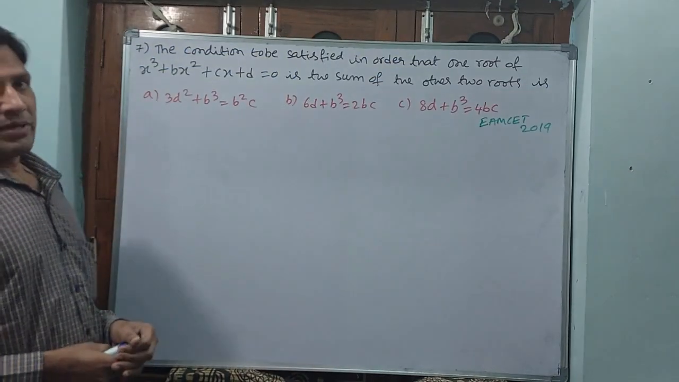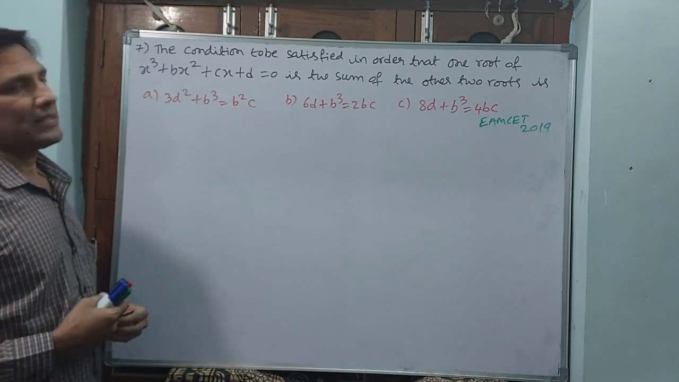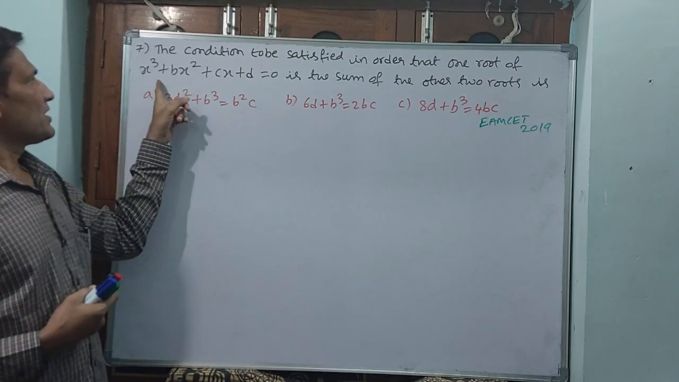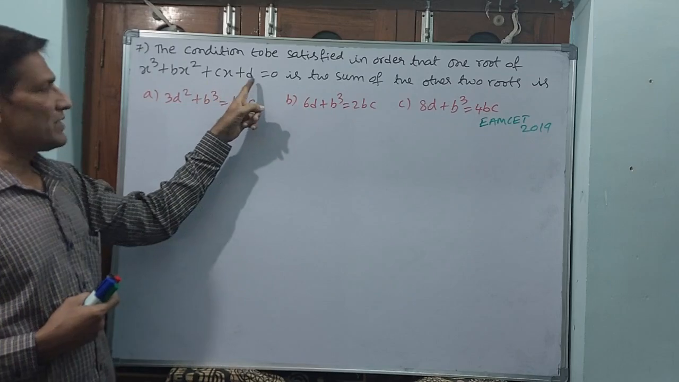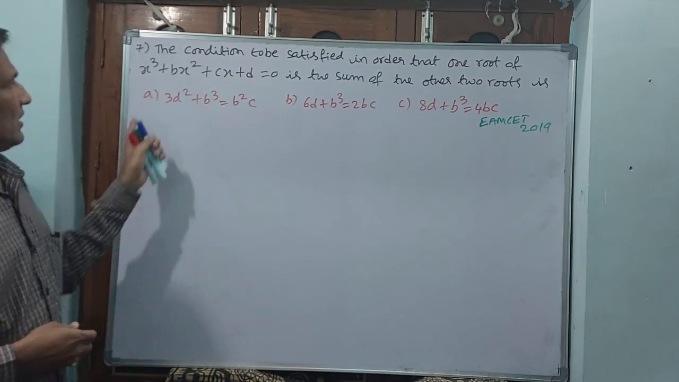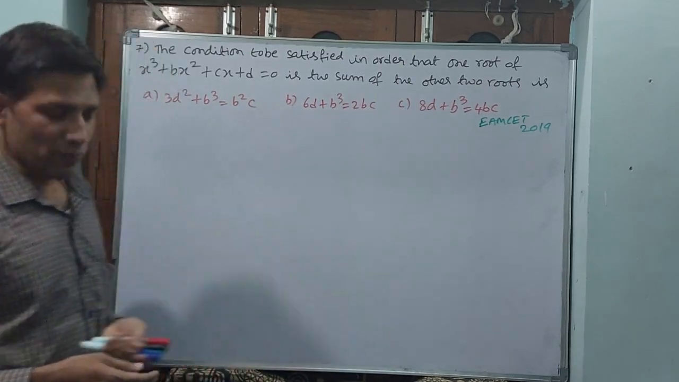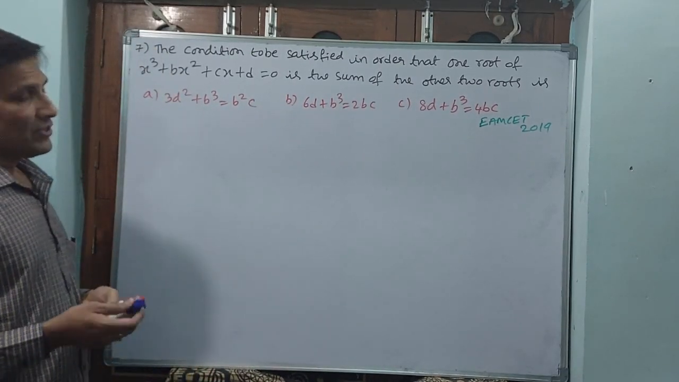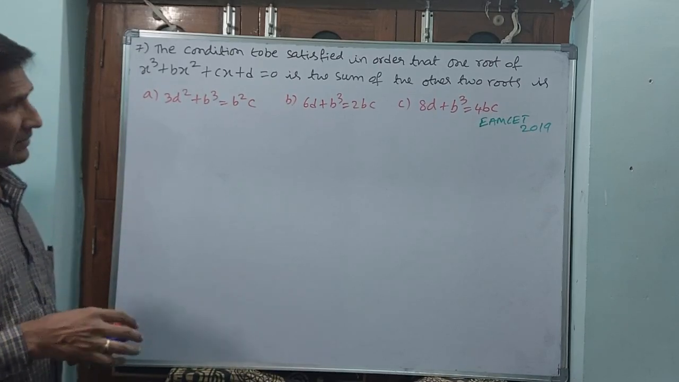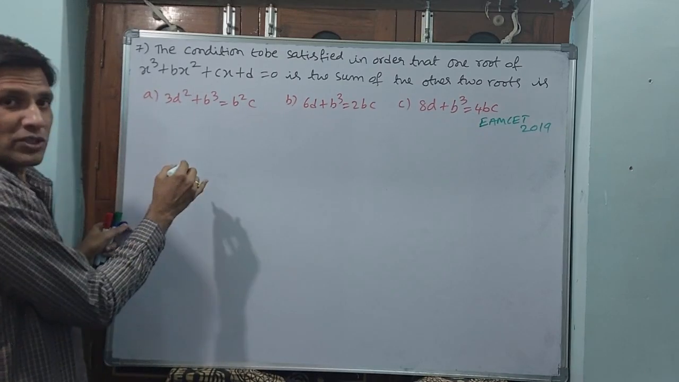Okay, let us go for the next question. See question number 7. The condition to be satisfied in order that one root of the equation x cube plus bx square plus cx plus d is equal to 0 is the sum of the other two roots is this condition. Actually a fourth option is also there, but the answer is C, that is why I have not written the fourth one, D. First you understand clearly what is asked: the sum of two roots is equal to the third one.